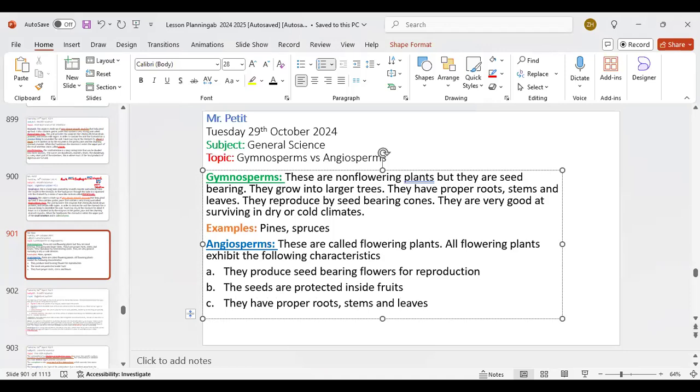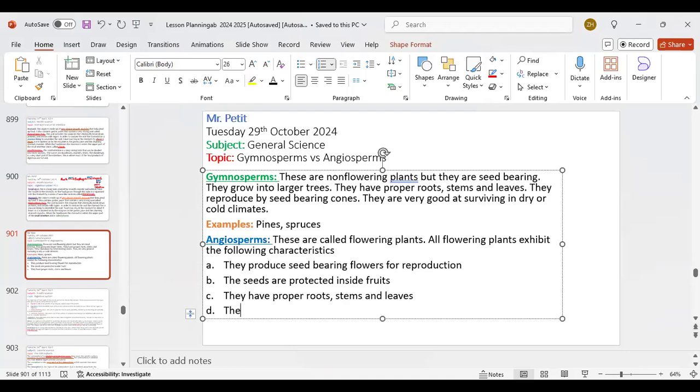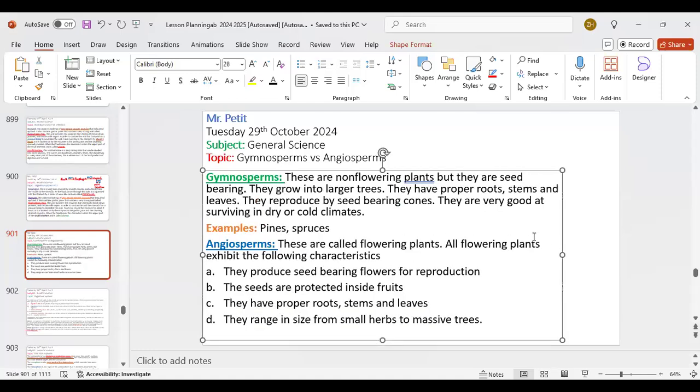And then for D, they range in size from small herbs to massive trees. So examples would be like the hibiscus. Let me show you all hibiscus. Y'all ever saw hibiscus, right? Yes, sir. That's the yellow and red. Let me just show you.